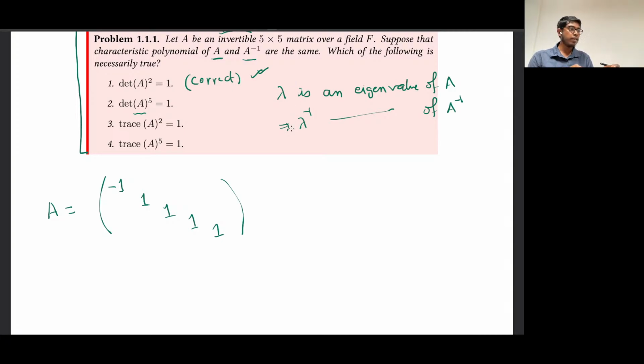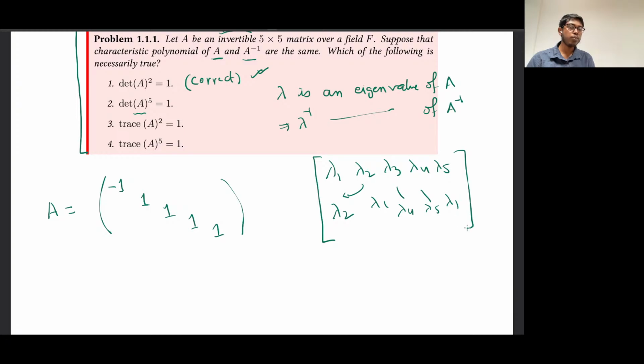If lambda is there and lambda inverse is there, it may happen that, suppose we have lambda 1, lambda 2, lambda 3, lambda 4, lambda 5, then this is equal to lambda 2 and this is equal to lambda 1, this is lambda 4, this is lambda 5, and this is lambda 1. It may happen, right? Yeah. But still, see, you can see that the eigenvalue of A will be either plus 1 or minus 1.